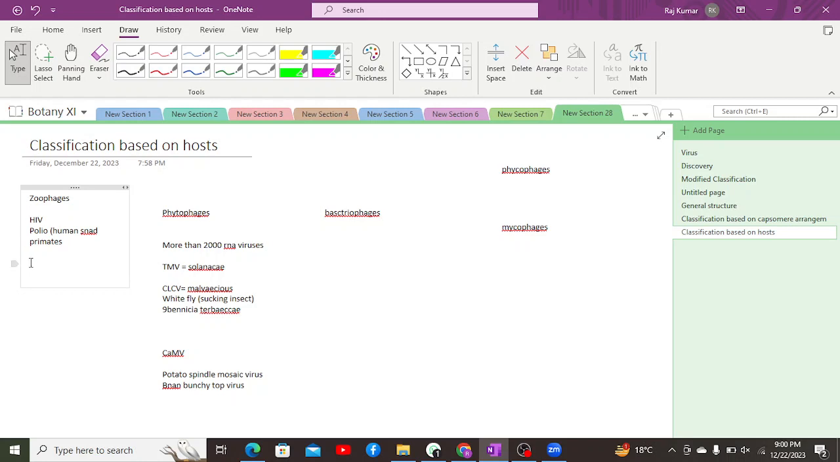And one more thing over here. Now HIV is there, polio is there, and hepatitis. Hepatitis, sulfur.